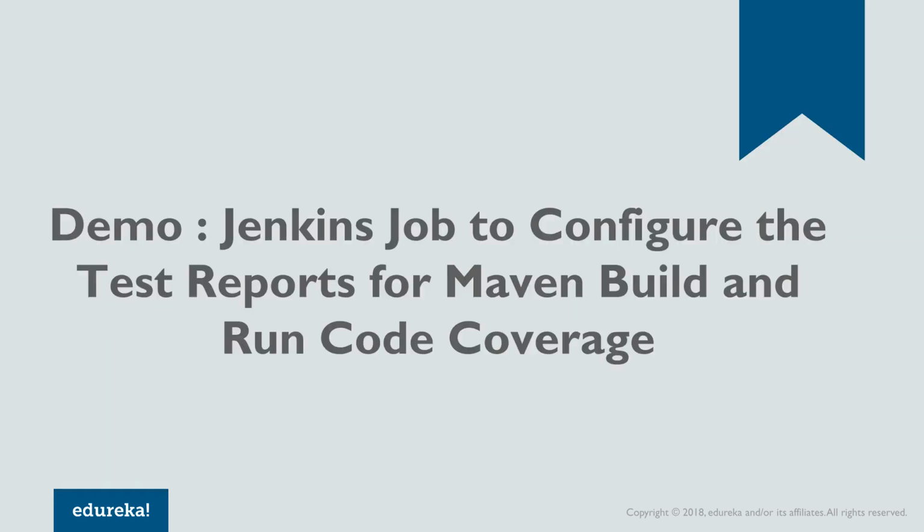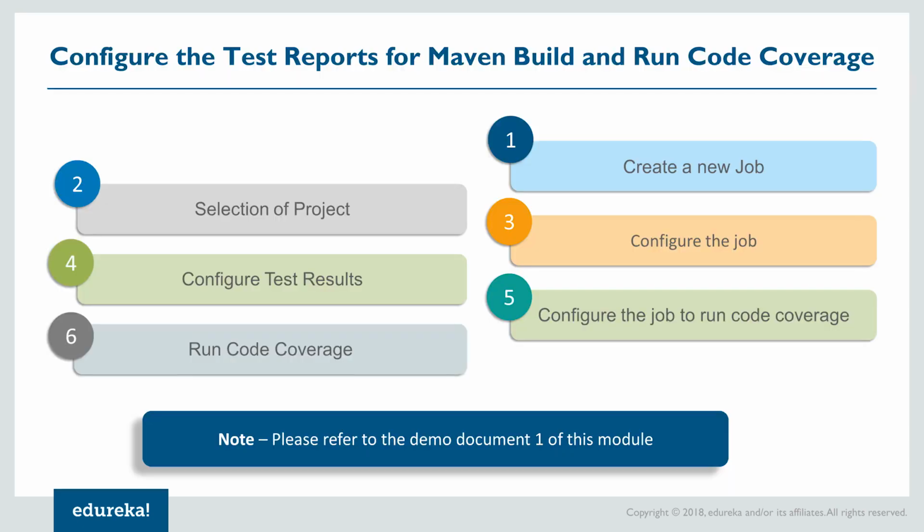So let's take a sample application. What we will do is go ahead with a demo to configure a job to set the test reports and Maven based builds and run Cobertura based code coverage on them. So these are the steps involved. First of all, you create a new job, you select the projects with the help of git location, then you configure it further, configure test results, configure the job to run code coverage using Cobertura, and then run the code coverage and run all the tests. So these are the steps we will be following from now onwards.